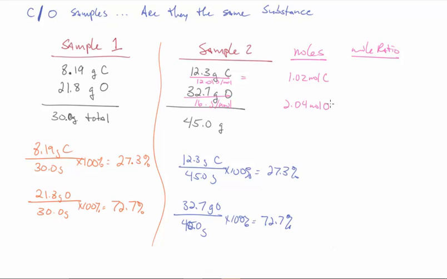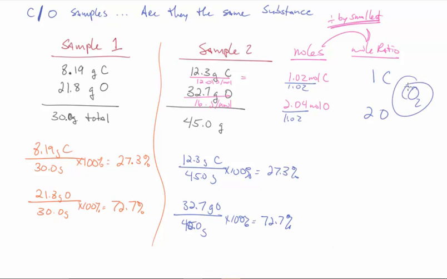What I have to do to make this a ratio, and this is important that you get it down, is to make your moles into a mole ratio, I have to put them in a fraction and divide them. I'm going to divide by the smallest. Make yourself a note: divide by smallest, to go from moles to my mole ratio. So I divide by 1.02, I divide by 1.02, and that gives me a 1 carbon for every 2 oxygen ratio, and we know that that is actually CO2. So now I know sample 1 and sample 2 are actually CO2.